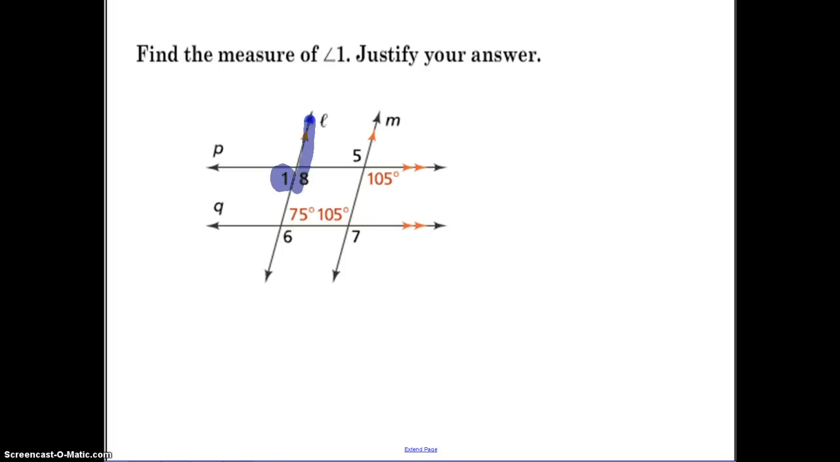What if we look at this transversal L? And then I can see here that these are alternate interior angles, which lets me know that the measure of angle 1 is also going to be 75 degrees, since alternate interior angles are congruent.